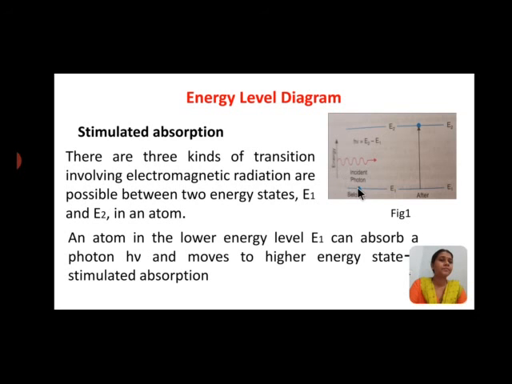This atom will be in the ground state. You have to supply energy to this atom. How will you supply the energy? Just by making a photon incident. When the photon comes, the atom gets stimulated. It simply absorbs that photon and goes and sits in the higher energy level, that is the E2 state. So this we call stimulated absorption.